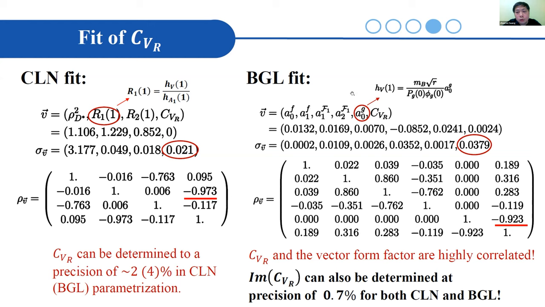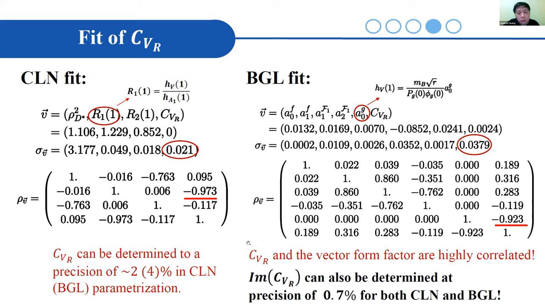The BGL results are quite similar. We got a large error for one of the form factor parameters, AF1, but the precision for CVR is quite good, which is less than 4%. And the correlation between CVR and the vector form factor is also very large.